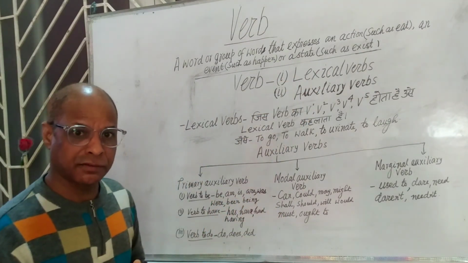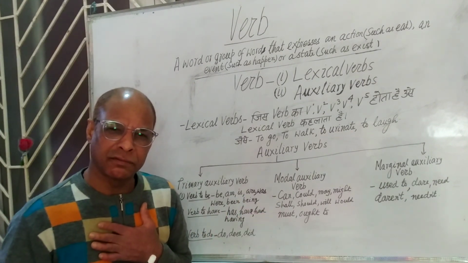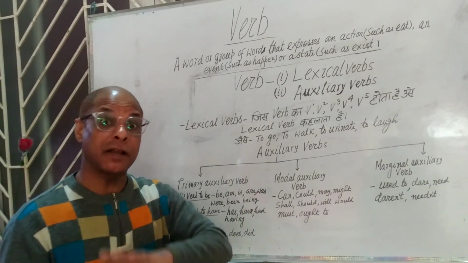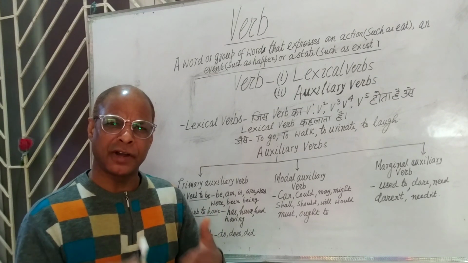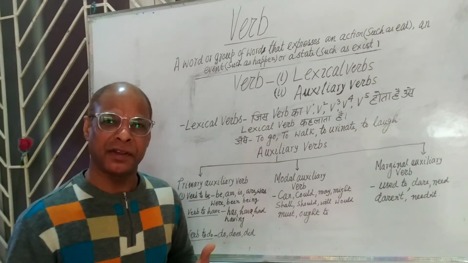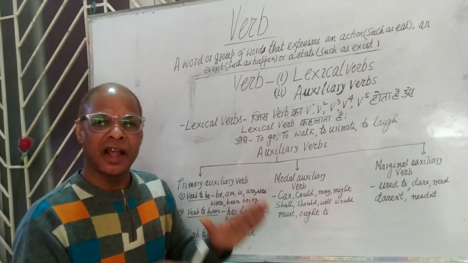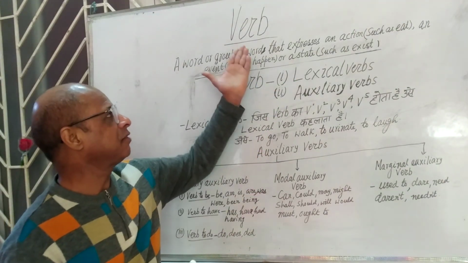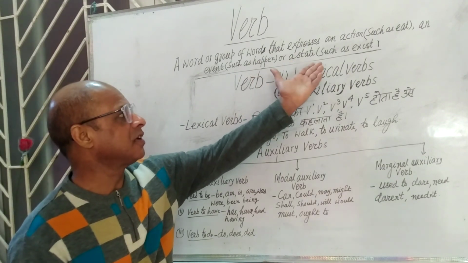Next, let's talk about a state such as exist. What do you mean by a state? If I say I'm a doctor, what is my state? My state is that I'm a doctor. If I say I'm happy, what is my state? I'm in a mood of happiness. Here in "I am happy", the word am is acting as the verb. So the third point the definition of a verb covers is a state. State means such as exist.